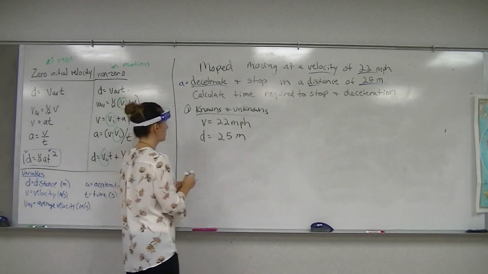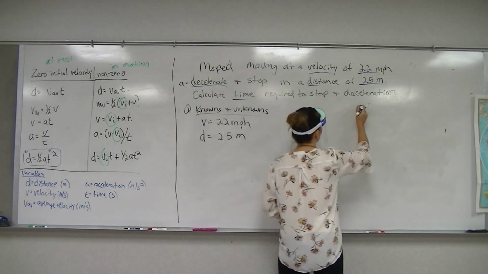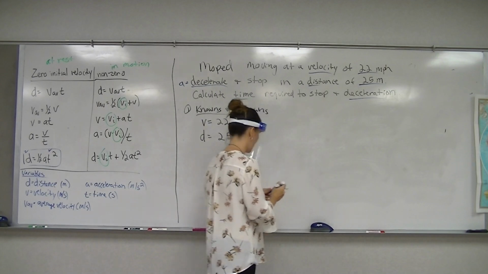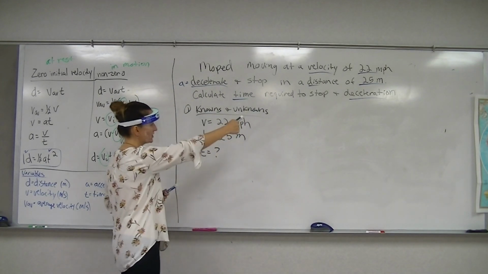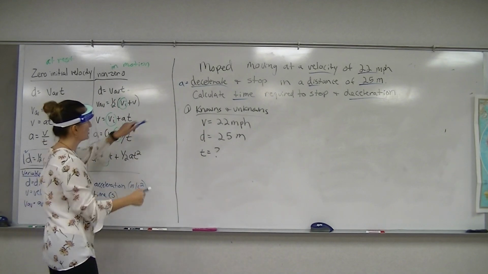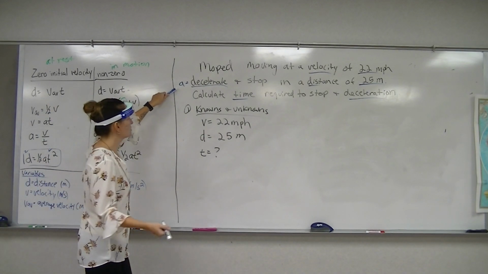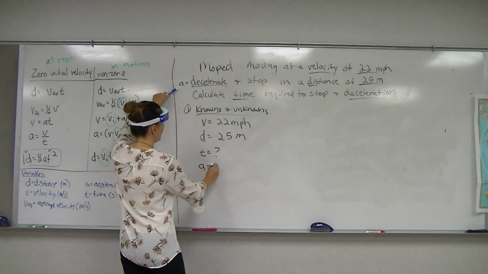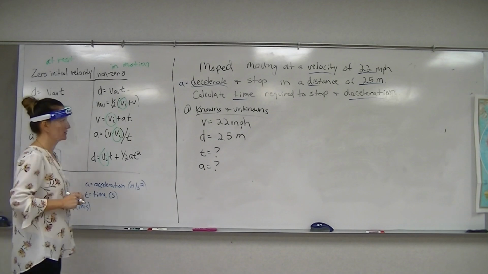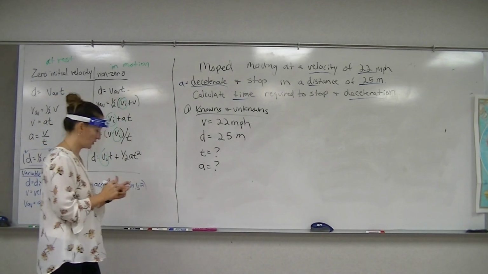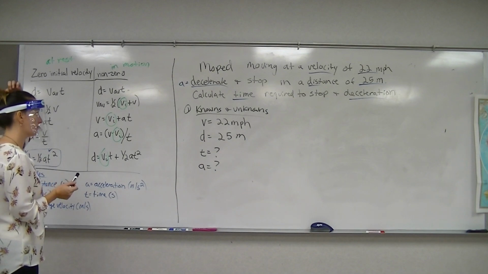My unknowns: calculate time required to stop and deceleration. So time we know is t. Deceleration was that new term. And I just said that deceleration is acceleration but slowing down, so it's still the a variable. Okay, we still use the same equations. It's just a slightly different term because the object, in this case the moped, is slowing down.